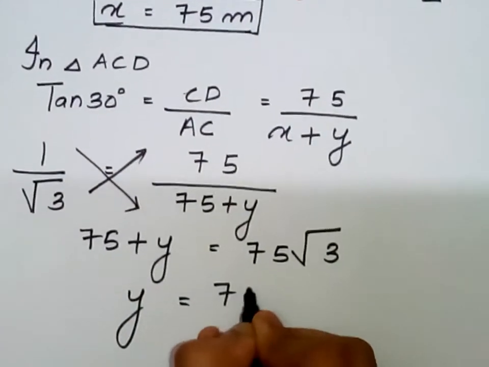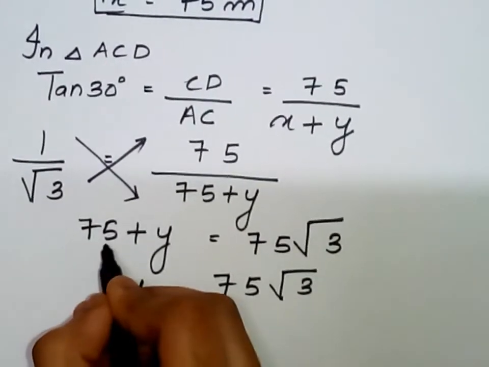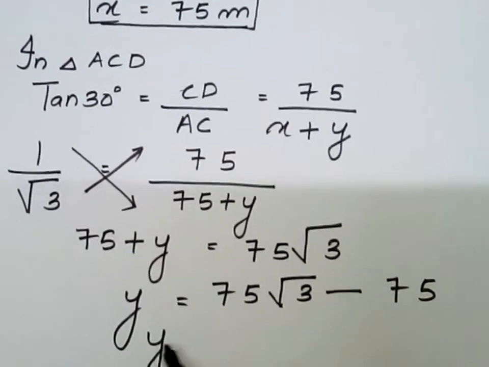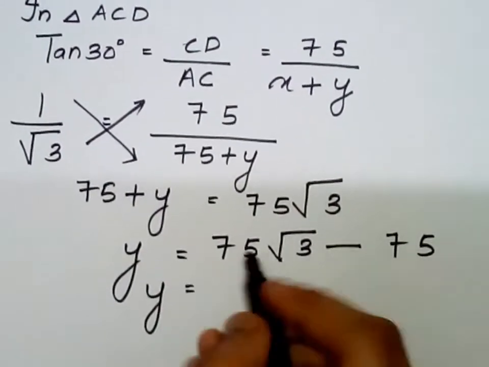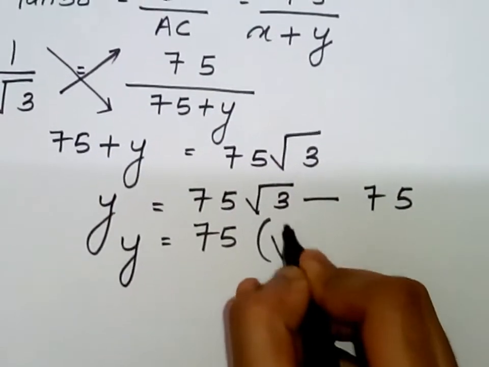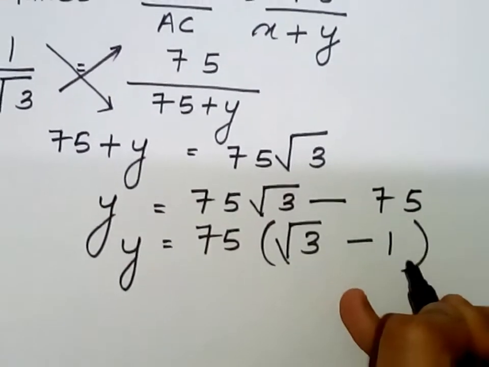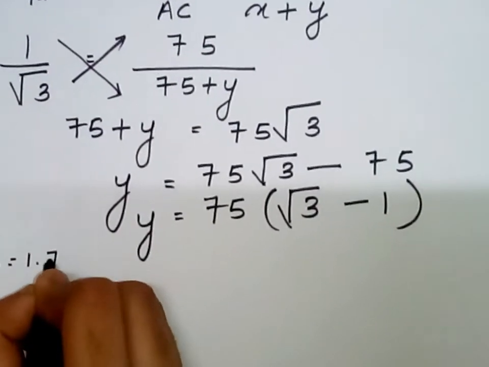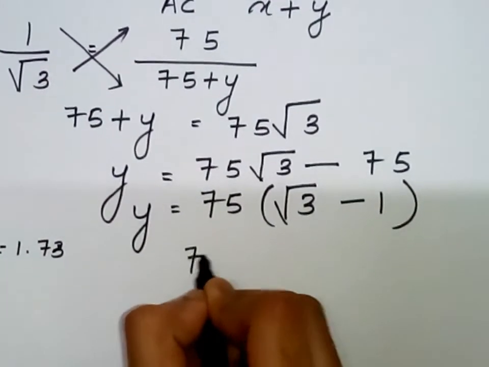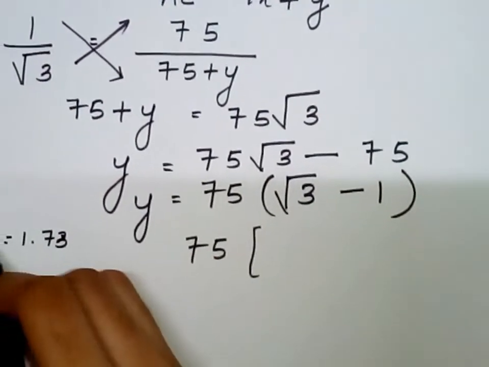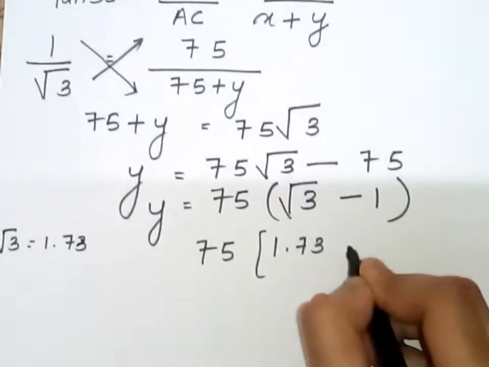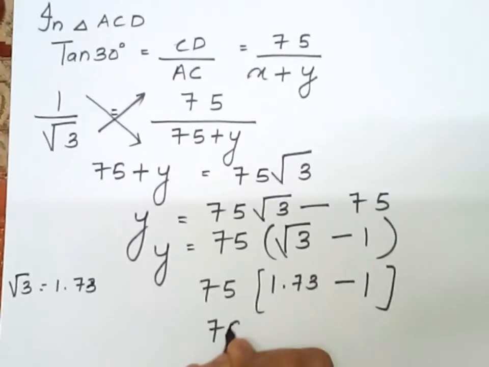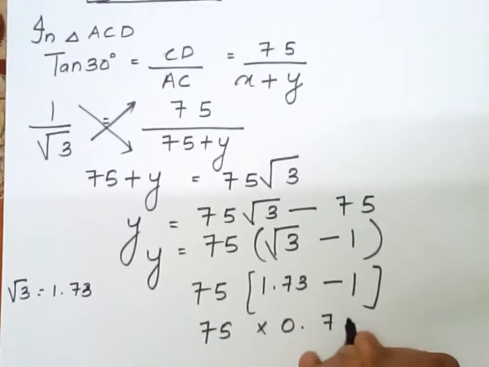Y is equal to, take 75 to other side, so minus 75. Take 75 as common, so root 3 minus 1. Root 3 value is 1.73. So apply the root 3 value here. 1.73 minus 1. 1.73 minus 1 is 0.73.